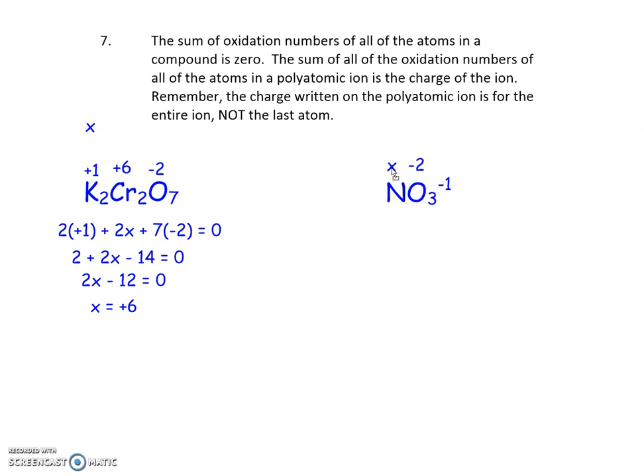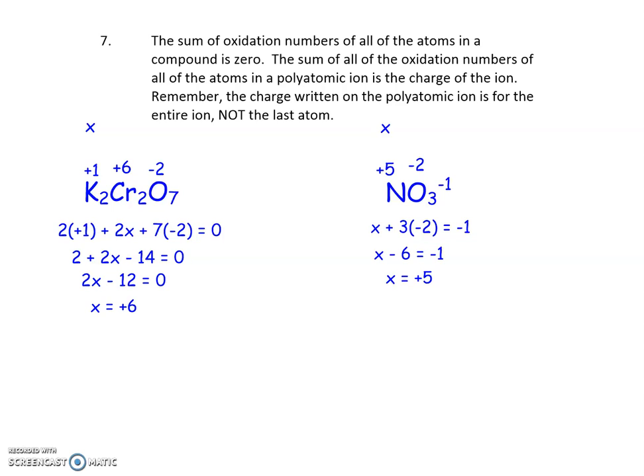But we don't have a rule for nitrogen, so that's going to be our X. We have 1 nitrogen and 3 oxygens. So 1 nitrogen plus 3 oxygens has to add up to the charge on the ion, which is negative 1. So doing some basic algebra, we end up with x equals 5. So now I know that the charge on the nitrogen, the oxidation number on the nitrogen, has to be positive 5.